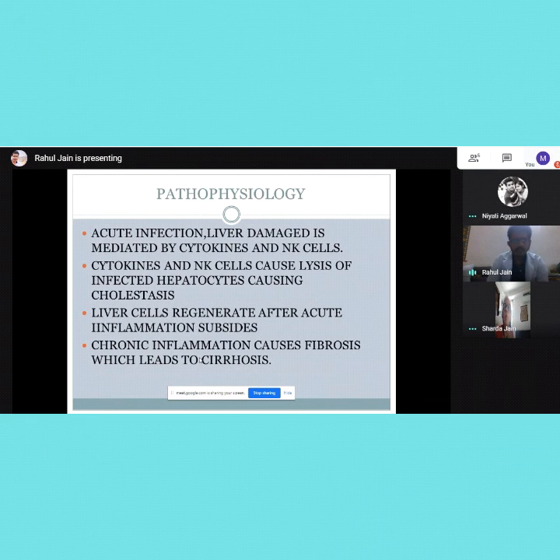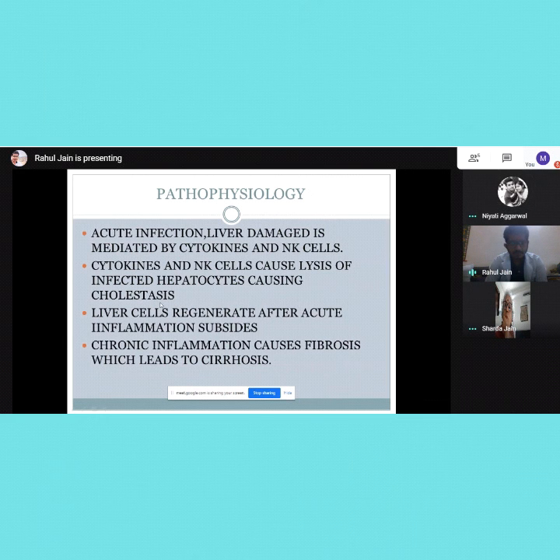So the pathophysiology is very simple. Whenever there is acute infection or acute inflammation, the liver will be overwhelmed by the cytokines and natural killer cells. Since those hepatocytes will get infected by either the viral cells or maybe some inflammatory pathology, they will get destroyed by cytokines and natural killer cells, causing cholestasis. The chole word is for bile and stasis is for staying. So due to destruction of the infected hepatocytes, the bile won't be able to get secreted, and it will start getting accumulated in the body.